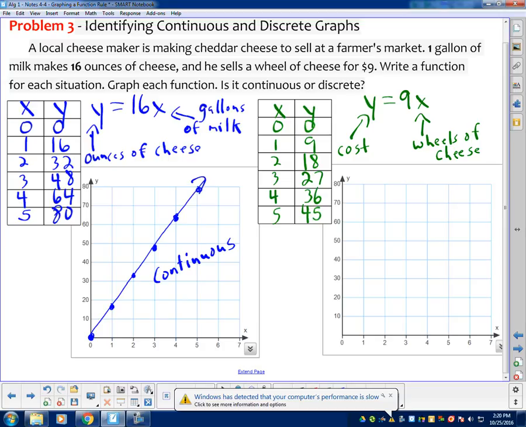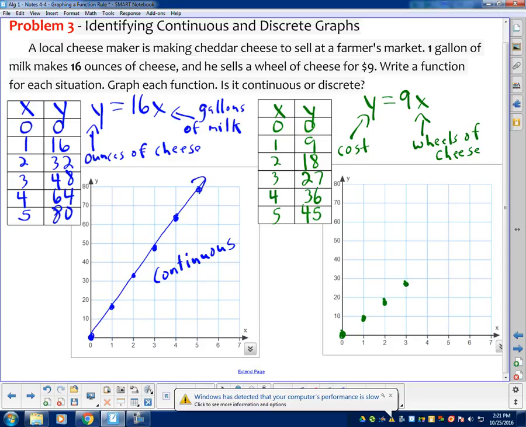You with me? If I sell 0 wheels of cheese, I've made $0. If I sell 1, I've made $9. I cannot make in between 0 and $9. I either make none or I make 9. The next one is 2 is at 18. 3 is at 27.